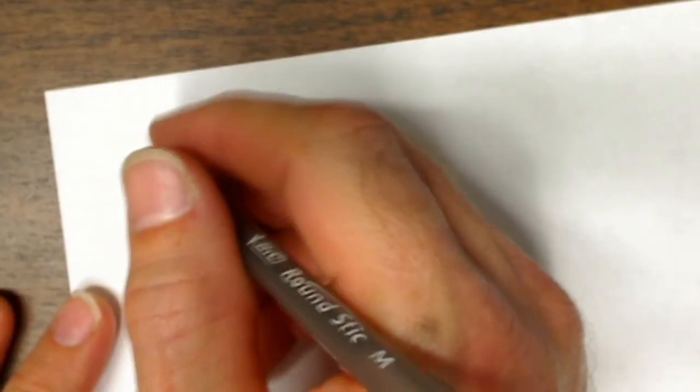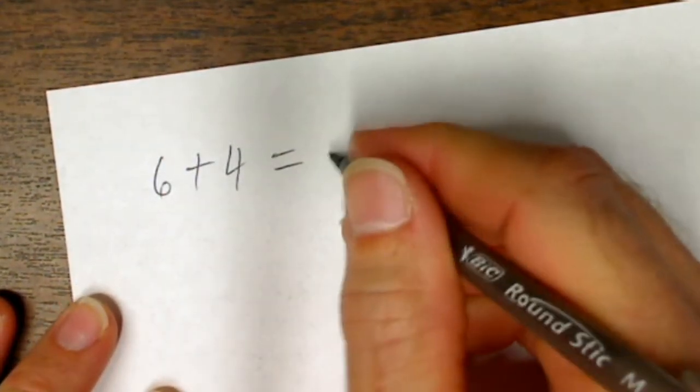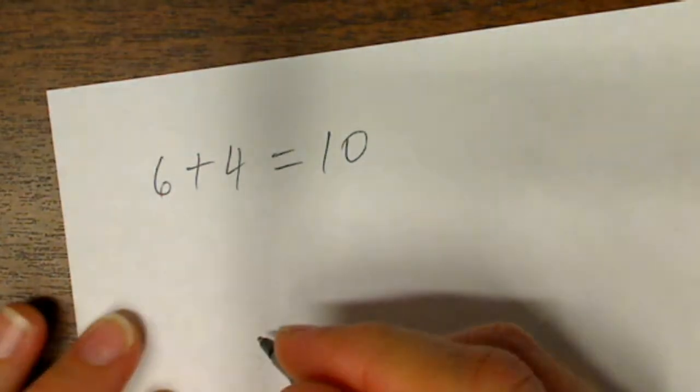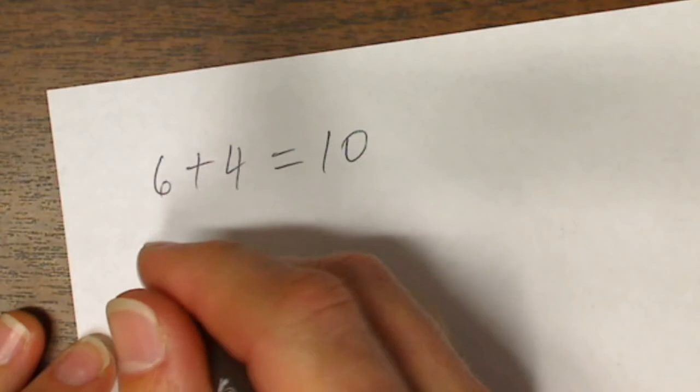I'm going to show you how to add signed numbers in this video. There are only 4 different types of addition problems in the world. You have adding 2 positive numbers, which is really easy. You already know how to add 6 plus 4 and get 10. So we'll concentrate on adding the other variations.